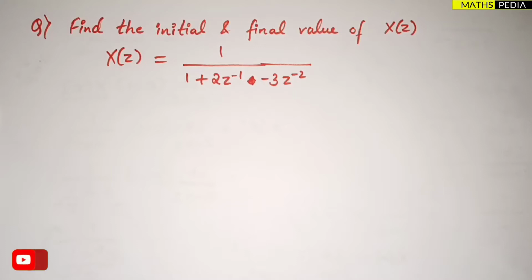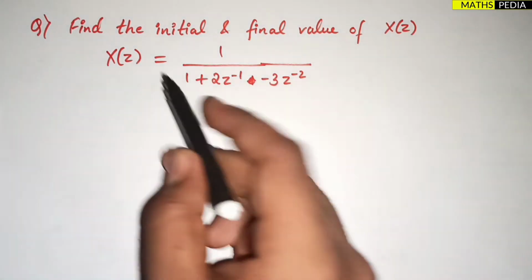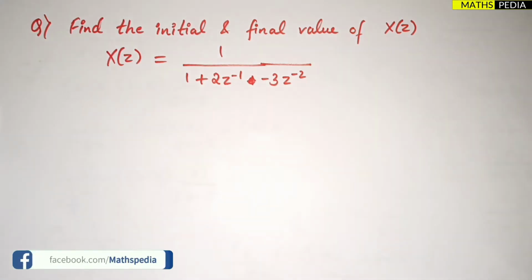Hello guys, in this video we'll be solving a question based on the initial value and final value theorem. Okay, so let us see the question. Find the initial and final value of X of z. This is the function given, X of z. We need to find the initial and final value.